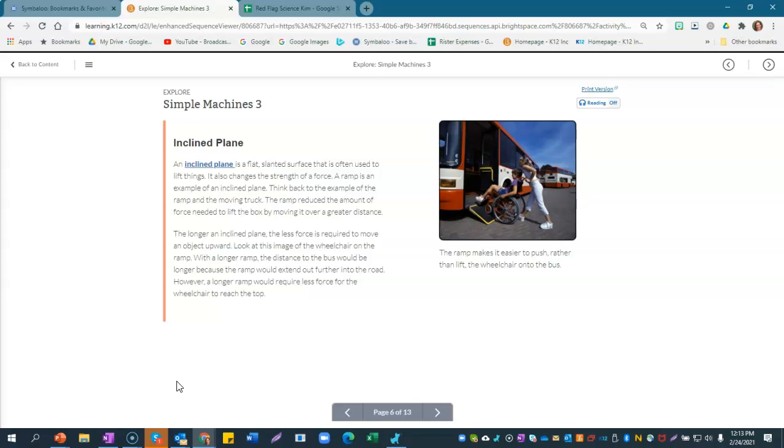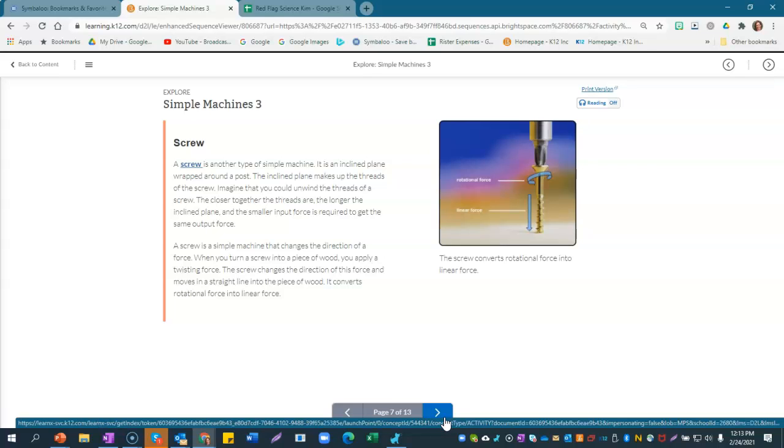So look at the image of the wheelchair on the ramp. With a longer ramp, the distance to the bus would be longer because the ramp would extend out further into the road. However, a longer ramp would require less force for the wheelchair to reach the top. So make sure you have the definition of inclined plane, flat slanted surface.